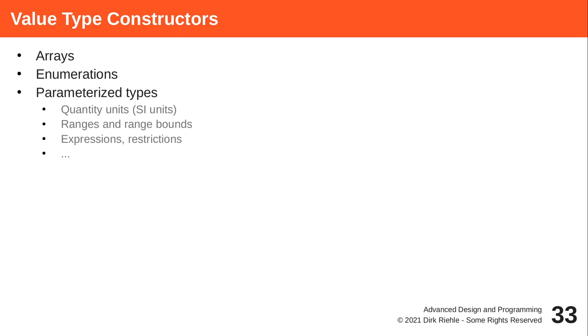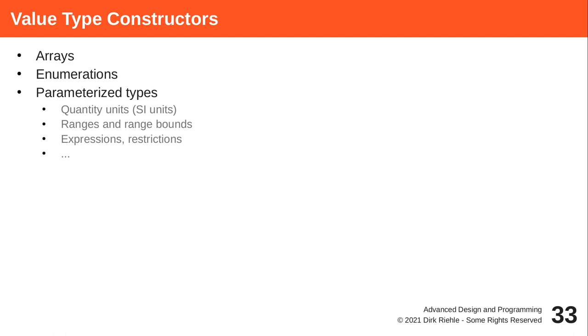Beyond that, you can have parameterized types. You can either do it during programming itself using your own facilities. Sometimes you can use generics or templates, meaning another programming language feature, and so forth. It happens, for example, with the SI units and quantity units. It can happen with something like ranges and range bounds, where you have to say, oh, I want integers, but only from 0 to 10, and 0 is included, but 10 is excluded. So ranges, 0 to 10, range bounds, lower bound, upper bound, included, excluded, etc.